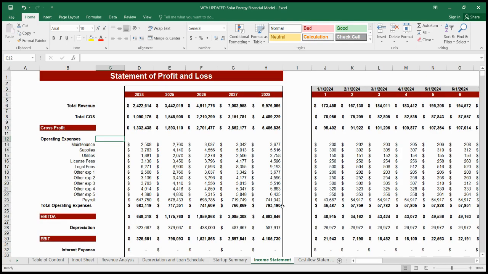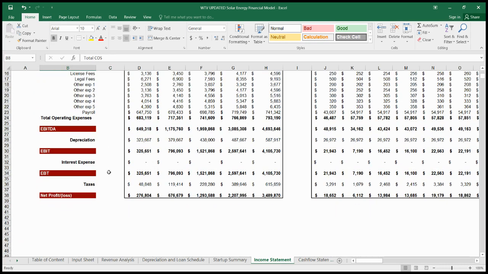After the startup summary, we have the income statement following the traditional format. At the top, we have revenue. After revenue, we have cost of goods sold, and minus operating expense, and we will get our EBITDA, and in the end, we have our net profit.